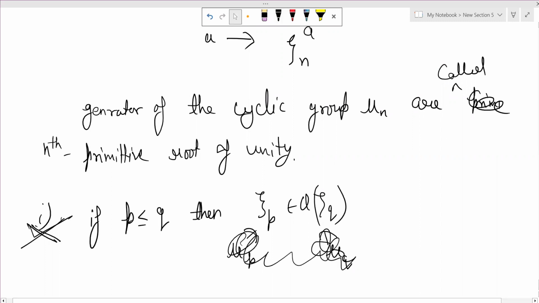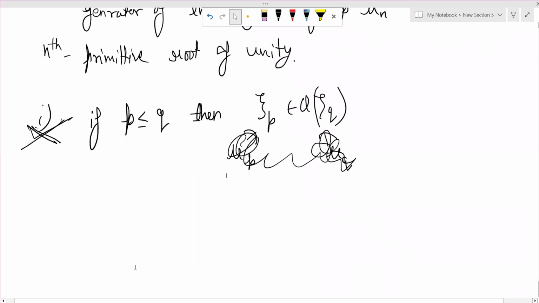But rigorous ways need some more things, right? If p is less than q, then zeta p belongs to Q of zeta q. P should be strictly less than q; in the equal case it would be different. So how will you do this? If p is strictly less than q, then zeta p belongs to Q of zeta q.